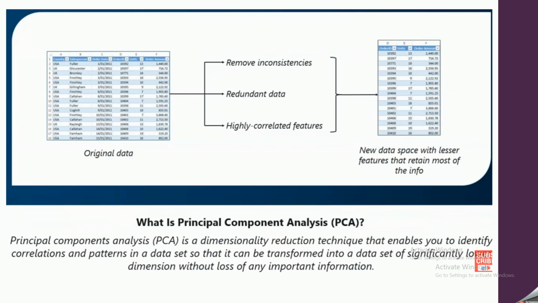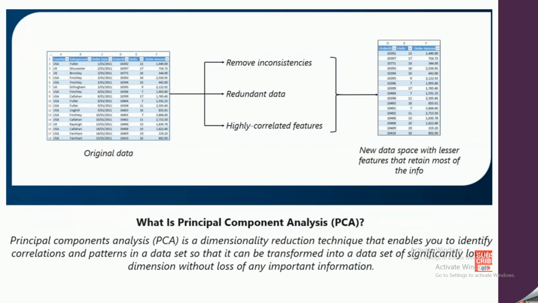Now, what is principal component analysis? Principal component analysis is a dimensionality reduction technique that enables an individual to identify correlations and patterns in a data set so that it can be transformed into a set of significantly lower dimension without loss of any important information. So what does this definition imply?